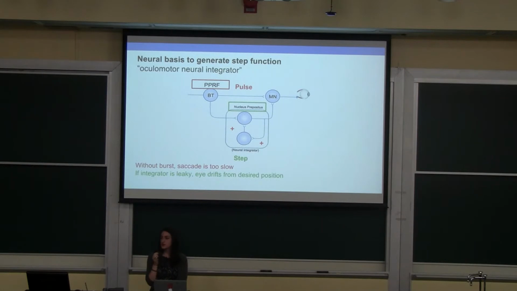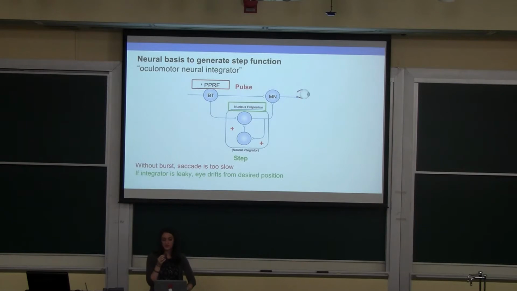So to actually create a step function, you require a neural integrator. And so this is modeled by just two neurons in a circular connection. And so these burst neurons are connected to the neural integrator, which then synapse on the motor neurons. And then the step function is applied in this connection right here, and then the impulse is applied through the burst neurons.